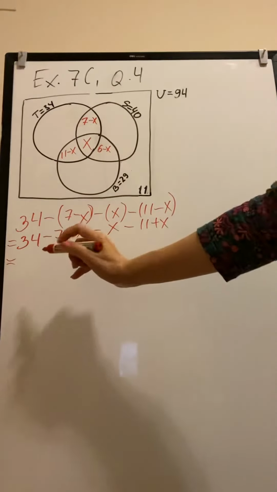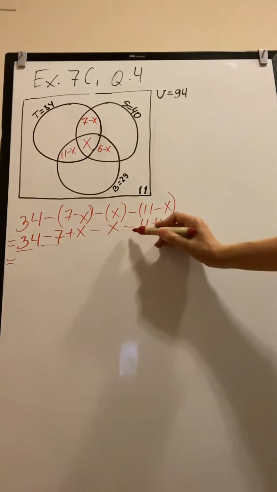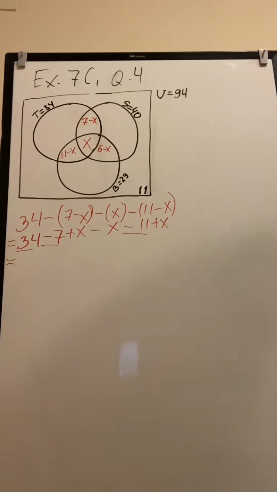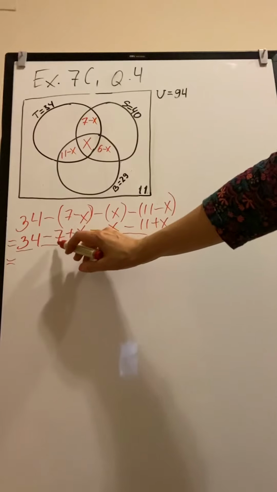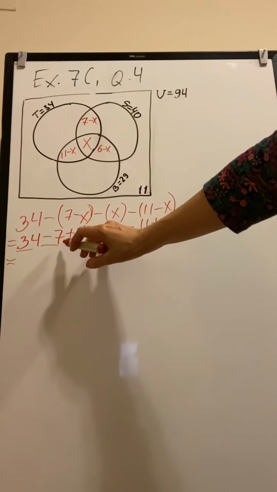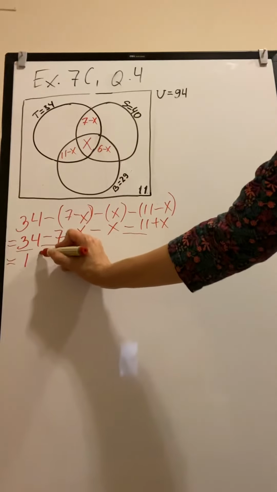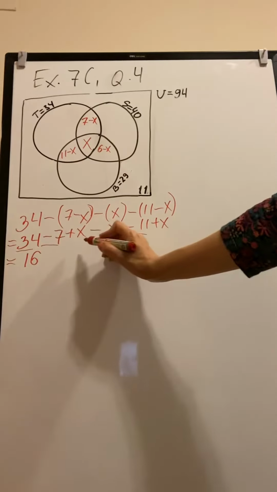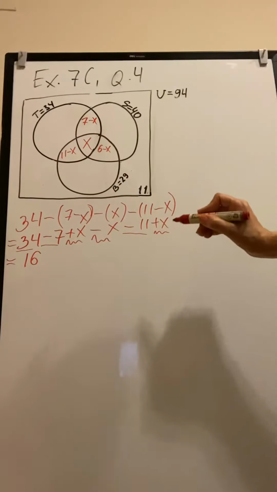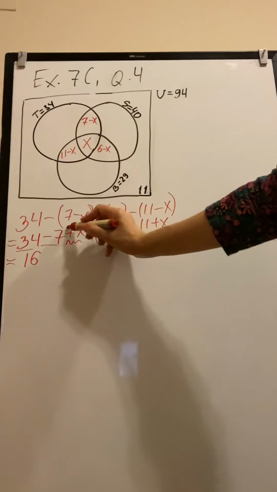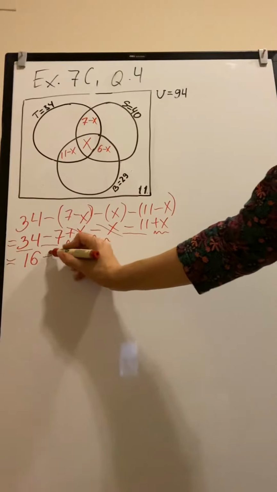Now what we can do is collect the like terms, okay? 34 minus 7 and minus 11, okay? So 34, sorry, minus 7, that is 27. 27 minus 11 is 16. Well, what about the x's? We have a plus x, a minus x, and another plus x. All right, plus x minus x, these two actually will cancel each other out. We're left with positive x, so 16 plus x.